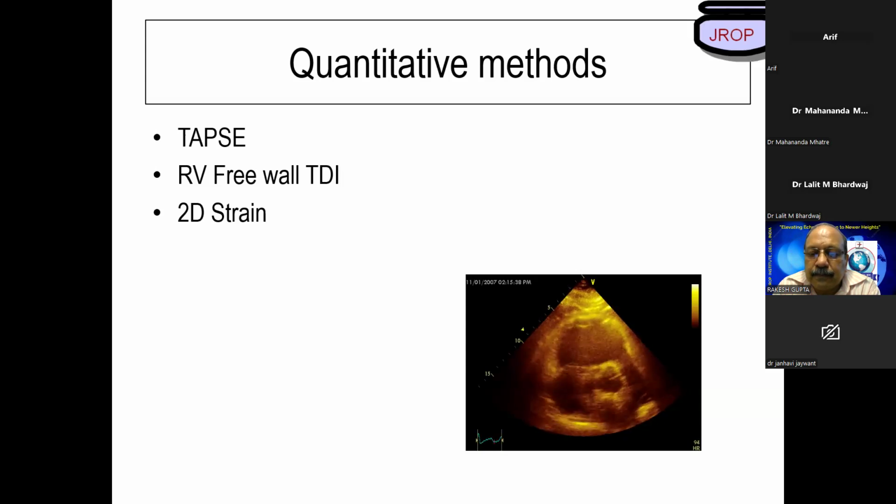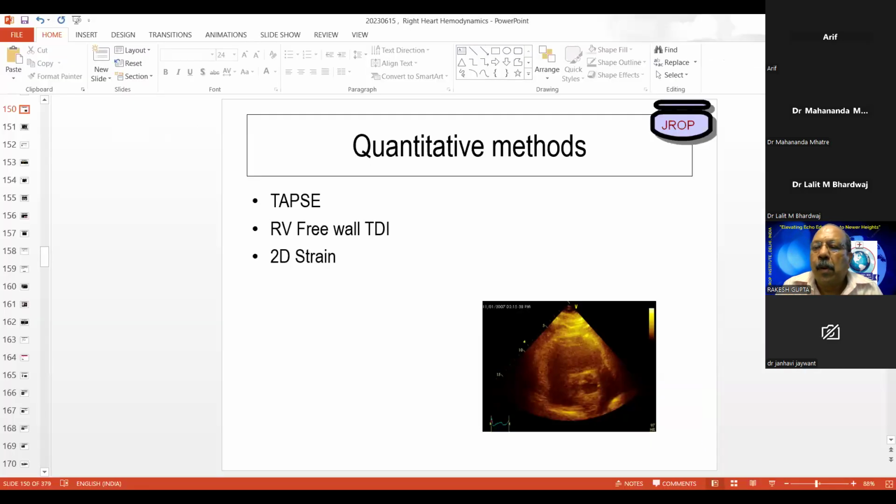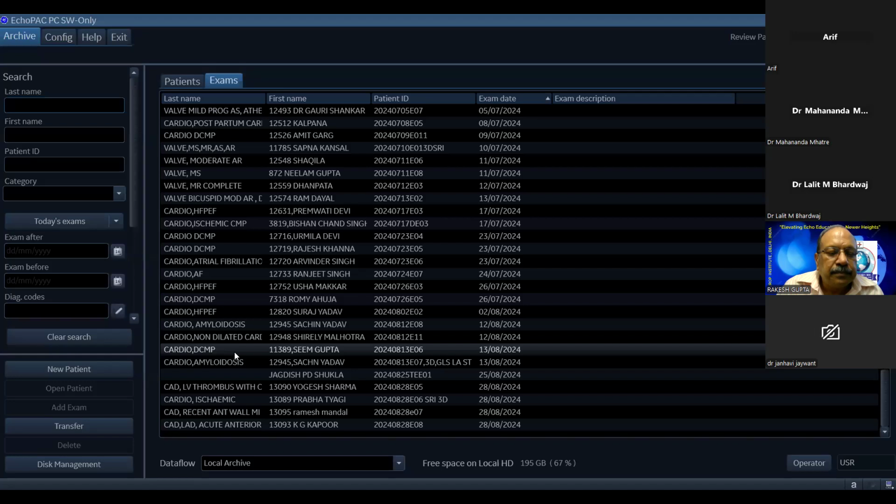So, sir, in that case, how do we measure the LV ID in systole? We assume the thickness of the septum at the level of the posterior wall. Okay, just give me a second. You want to measure the IVS in this size of the LV, right? Yes, sir, during systole. Okay.